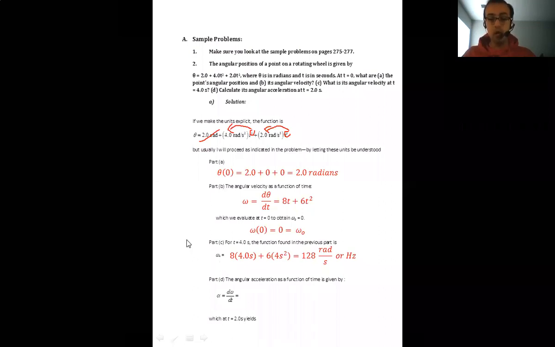So what's going to be the acceleration? That's going to be given by the second derivative of the position function, or the first derivative of the angular velocity function, and that's going to equal 8 plus 12t, taking the derivative here. Then we substitute t as 2, so it's 8 plus 12 times 2.0 seconds, which is 32 radians per second squared, and that's going to be your angular acceleration. Okay, pretty straightforward.